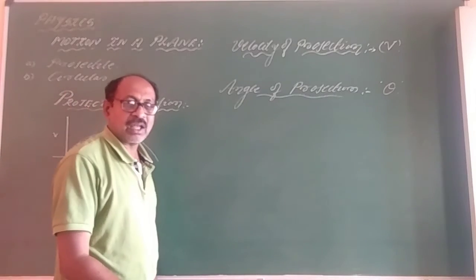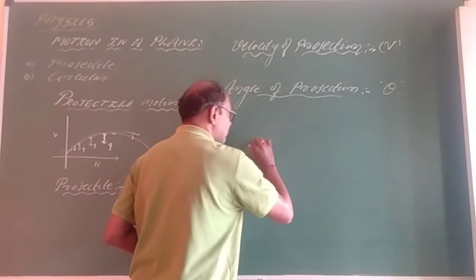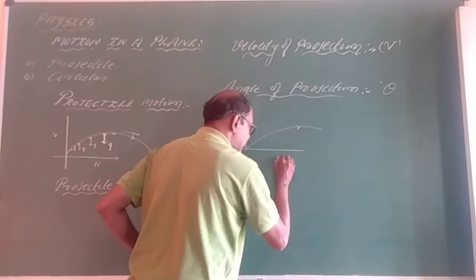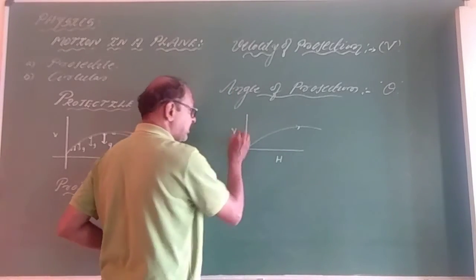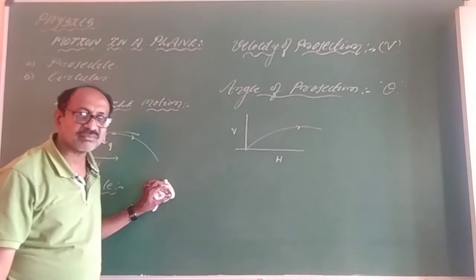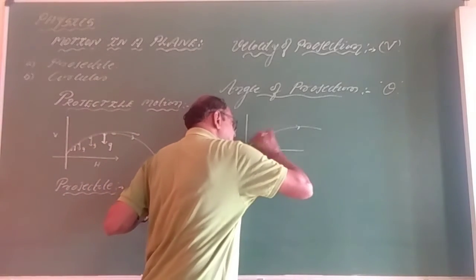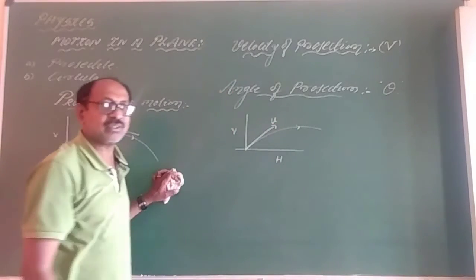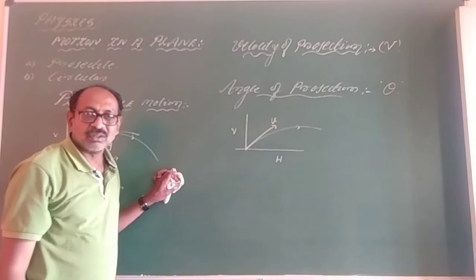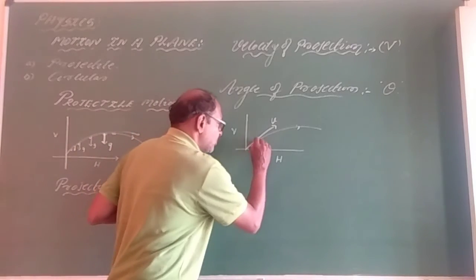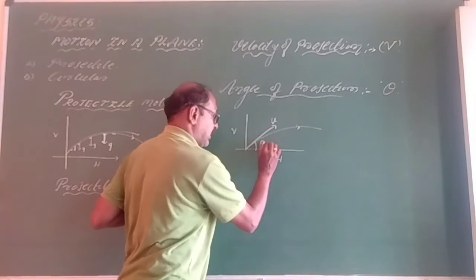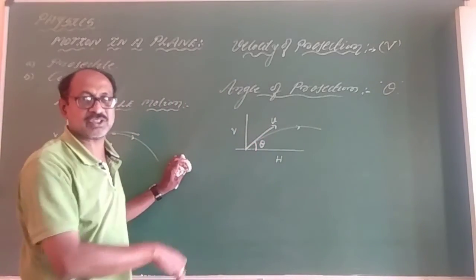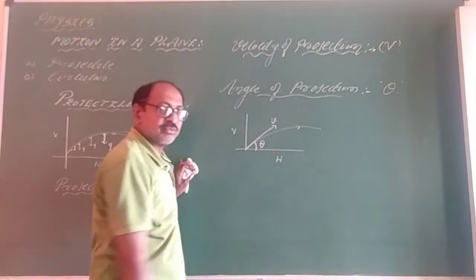The meaning of angle of projection: if a body is thrown in this way, I will divide this into two components, a horizontal component and a vertical component like this. The direction of the projection is like this, and it has an initial velocity u. Then where is the angle? This is the angle here, the angle between the horizontal and the direction of the projection, termed the angle of projection.